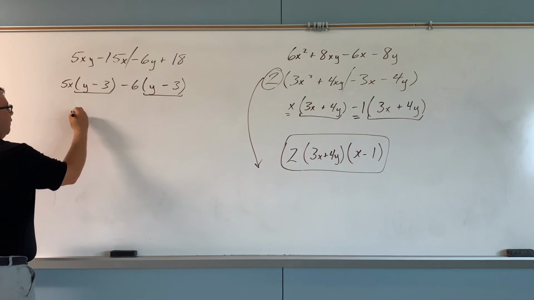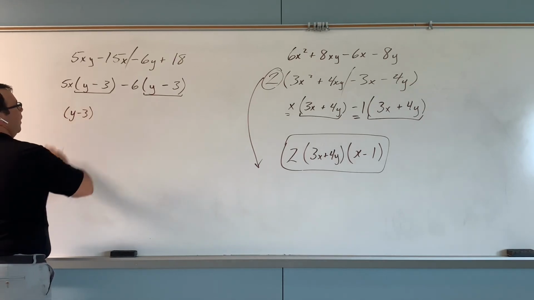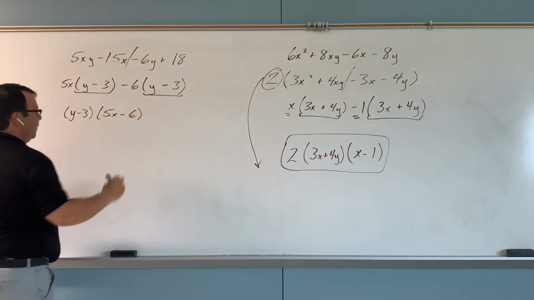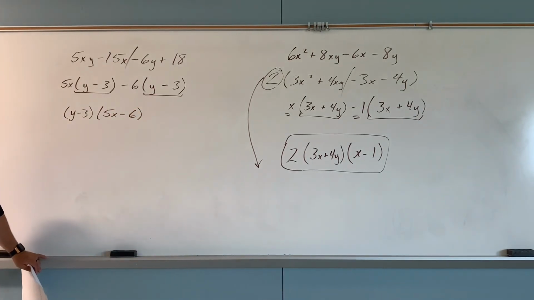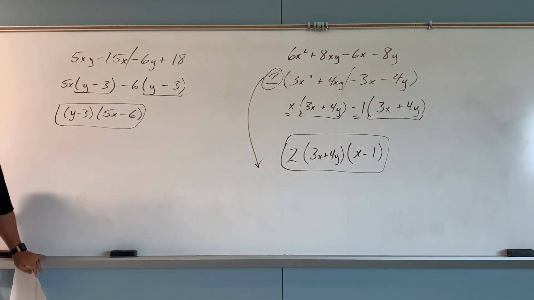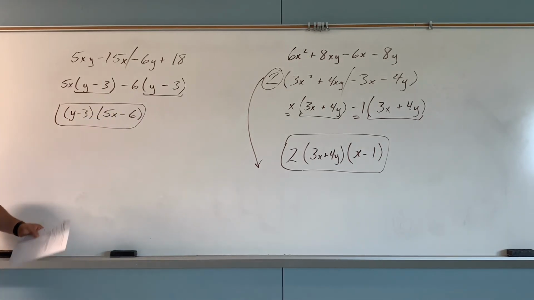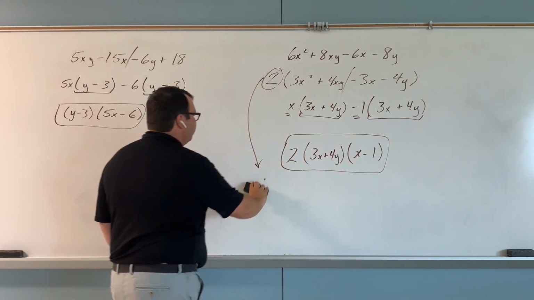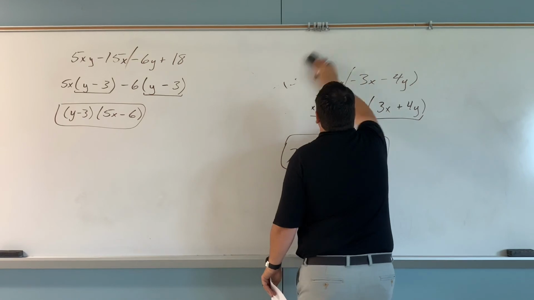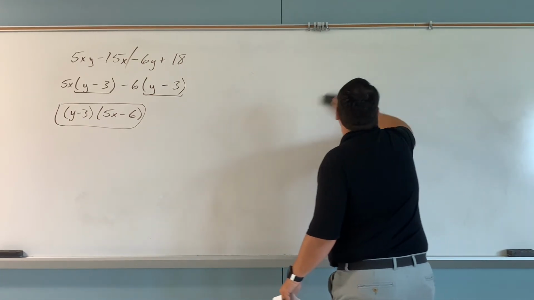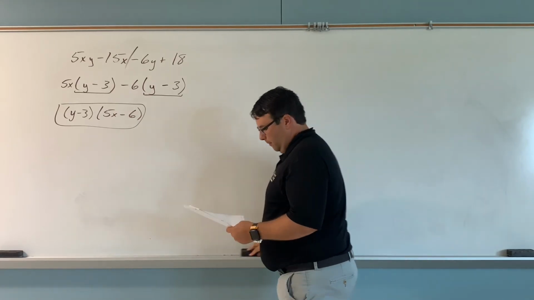So I have y minus 3, 5x minus 6. That's it. So you factored by grouping yet again. All right. Last problem for this section. It's a nice introduction to factoring.